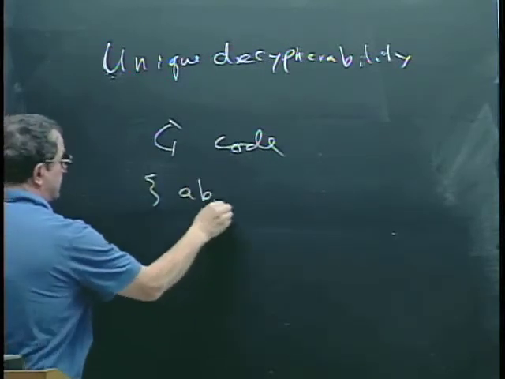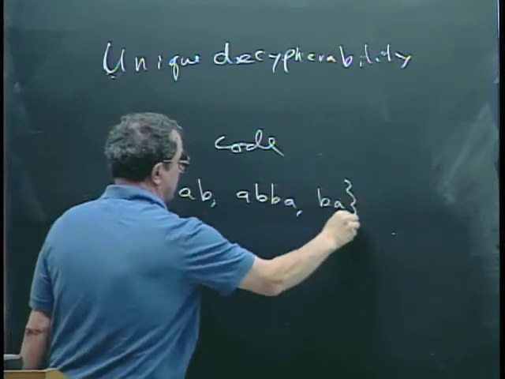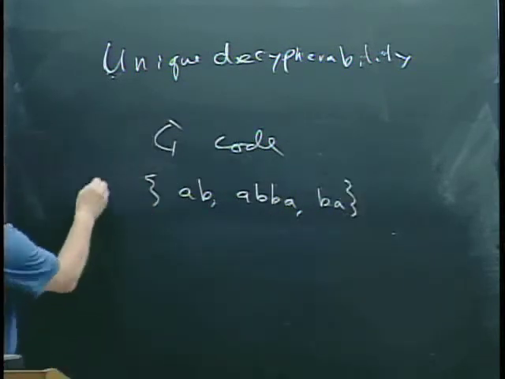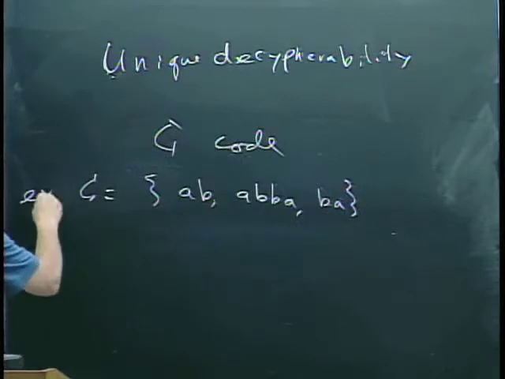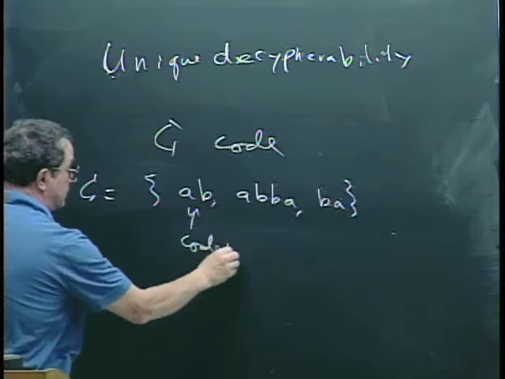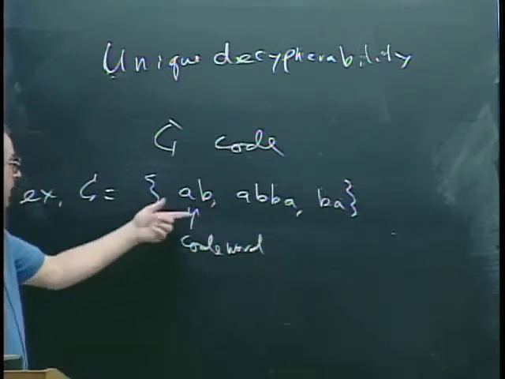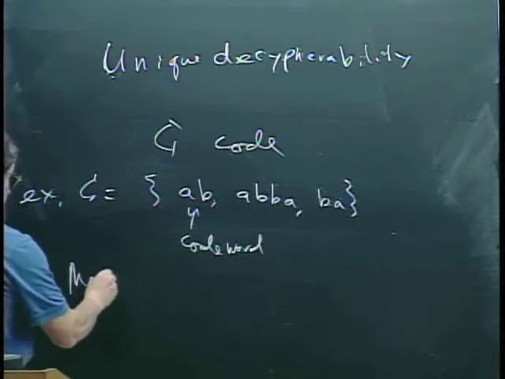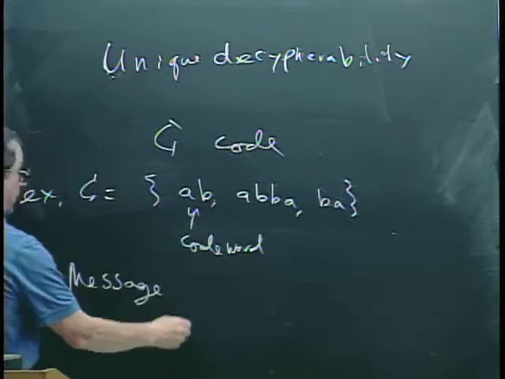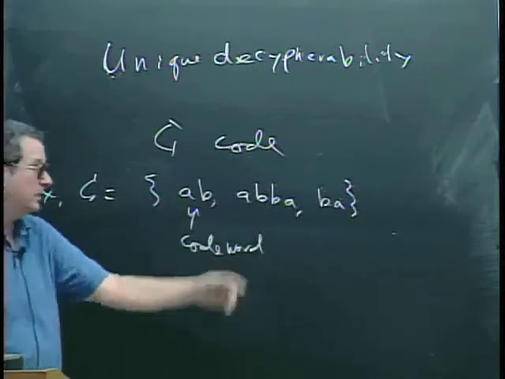strings. For example, that might be one. This is just an example. Each one of these things is called a code word. Okay, and then from code words you can make messages just by concatenating the code words, with repetition, in any order you like.